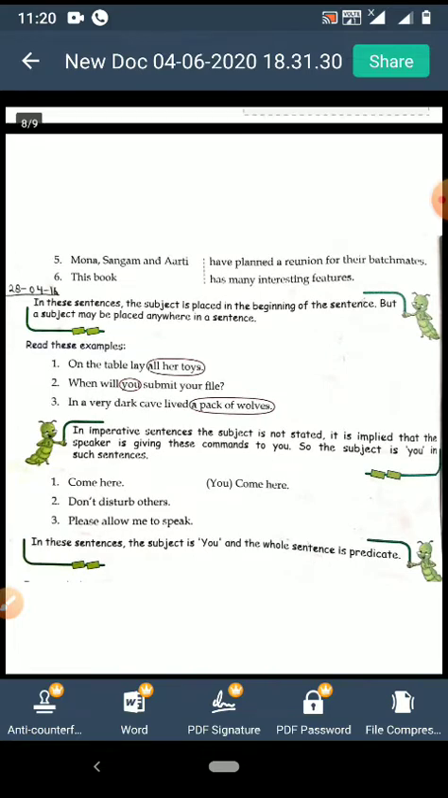6. This book has many interesting features. Now, we are talking about a particular book, this book. So, this book is the subject, while has many interesting features is the predicate.